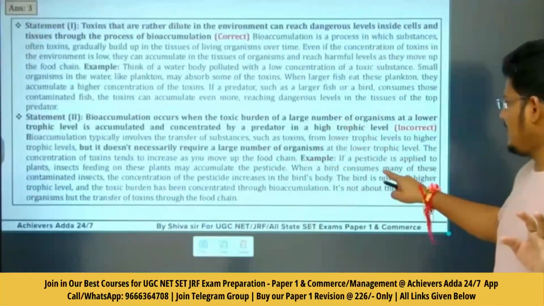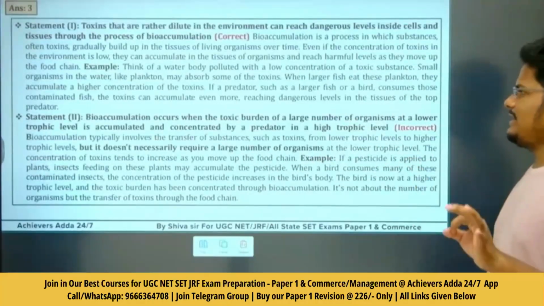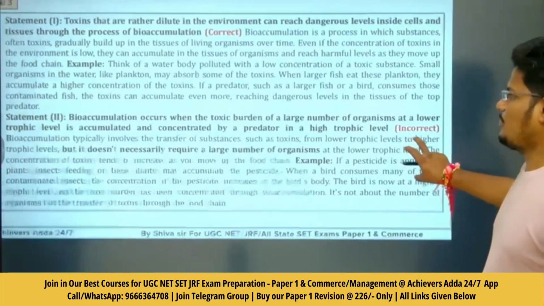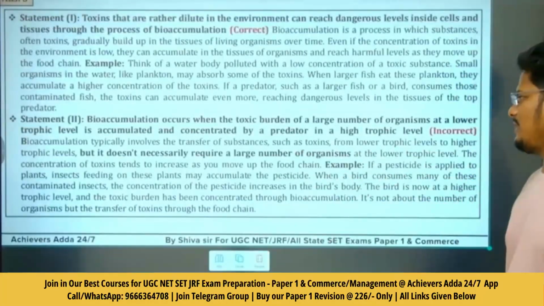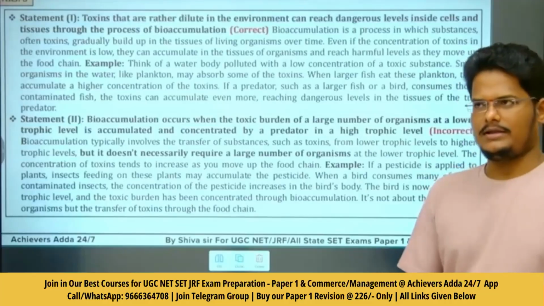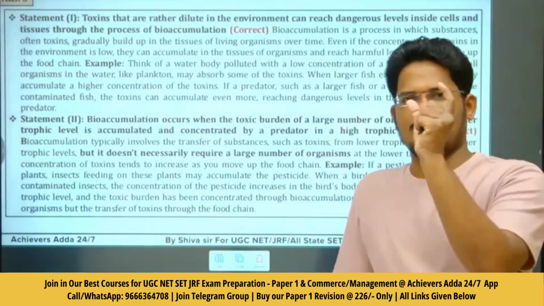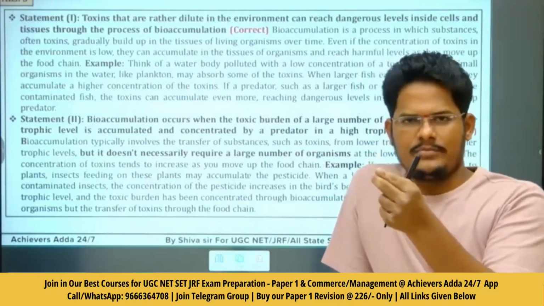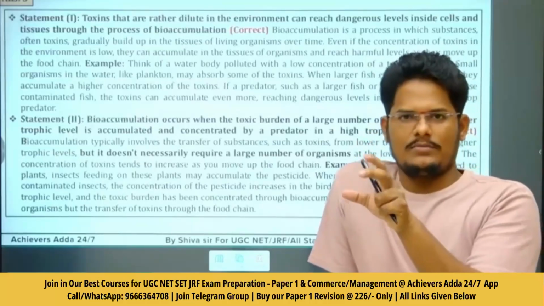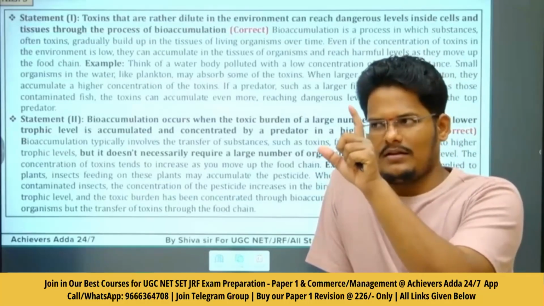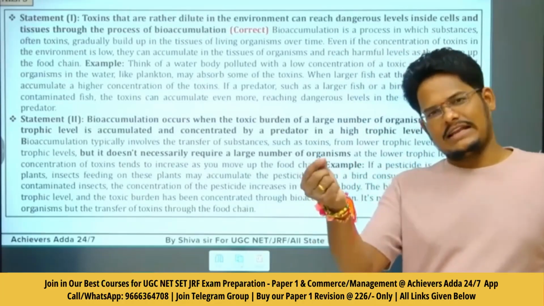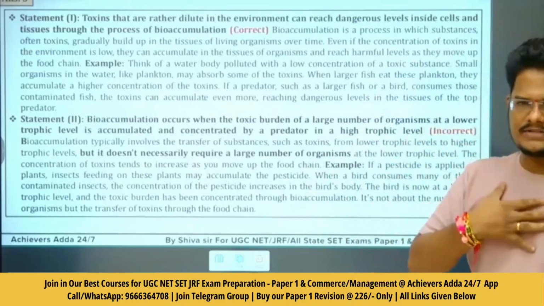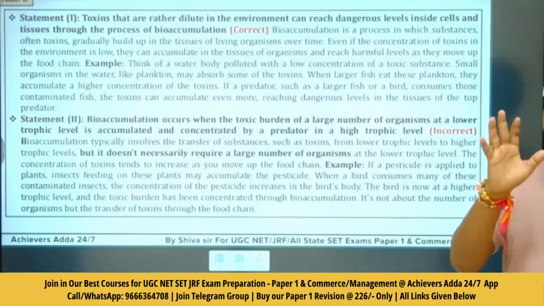a pesticide is applied to plants, and insects feeding on these plants may accumulate the pesticides. Like on the trees or the plants, there are some insects. To remove them, or to make the insects die, we keep pesticides. But the insects will consume the pesticide, and it will go into the body, which is toxic in nature, obviously.